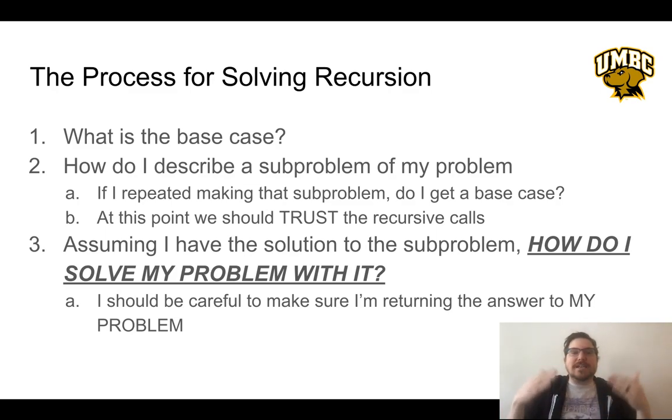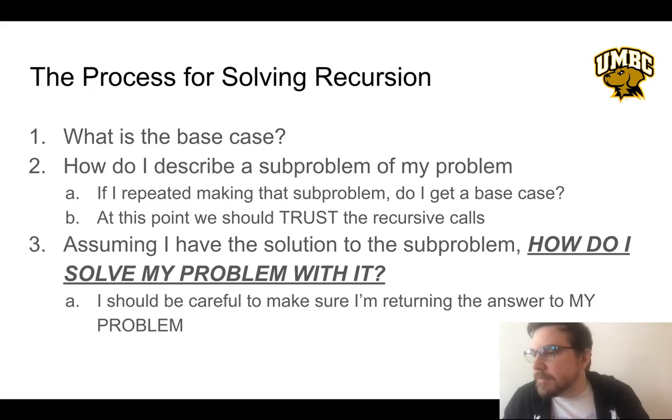And I should be careful that I'm returning the answer to my problem, not the answer to the recursive call's problem or something else. When you're working on recursion, you have to be crystal clear about what your recursion is supposed to be doing and what the function you're writing is supposed to be doing, and that what you get back from your recursion is the same thing as that. So you have to be really crystal clear on that.